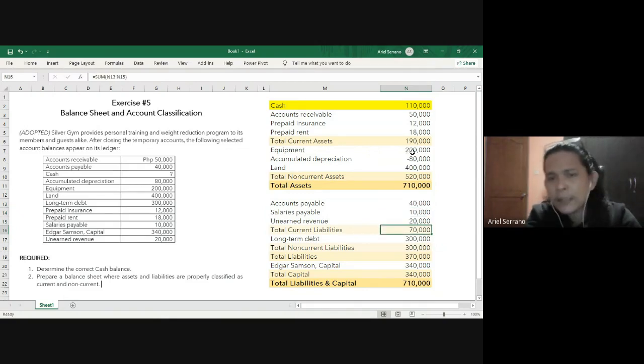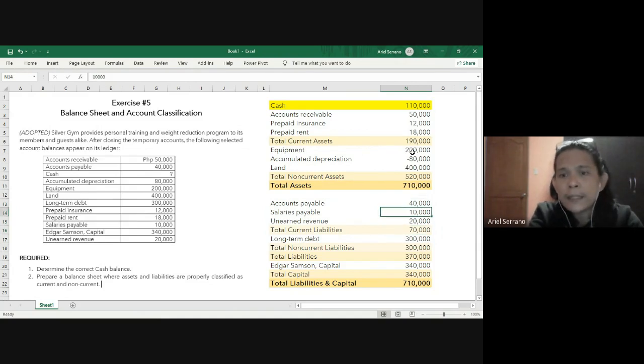Your total current liabilities will be 70,000: 40 plus 10 plus 20. Your long-term debt is 300,000. You add them, the current plus non-current portion, and that will be 370,000 pesos. Your capital account is 340,000. Notice that there is no more withdrawal account or temporary accounts, right?